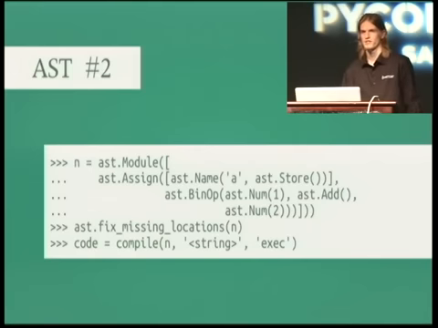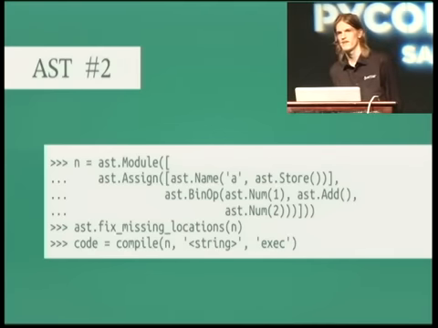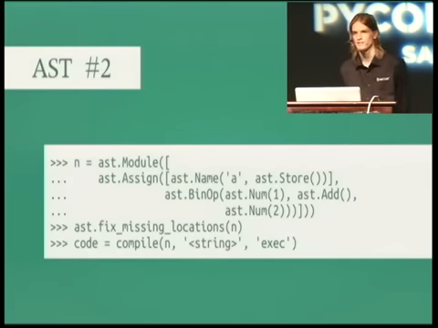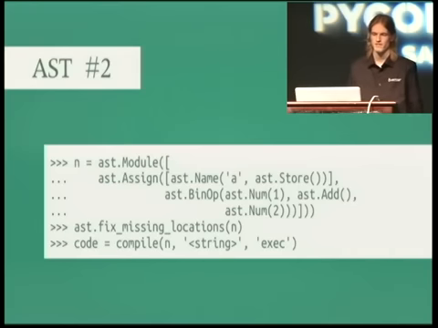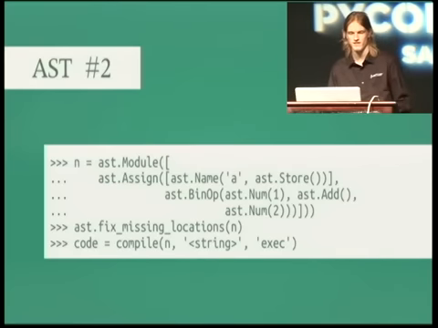And the whole expression a equals 1 plus 2 can also be written as an AST module, which takes one node, which is an assignment. And in this assignment, we assign to the variable a. And every time we use a name or anything that can be used for reading and writing, we also have to notify if it's used for storing or for loading. In this case, we store into a, and then the binary expression 1 plus 2.